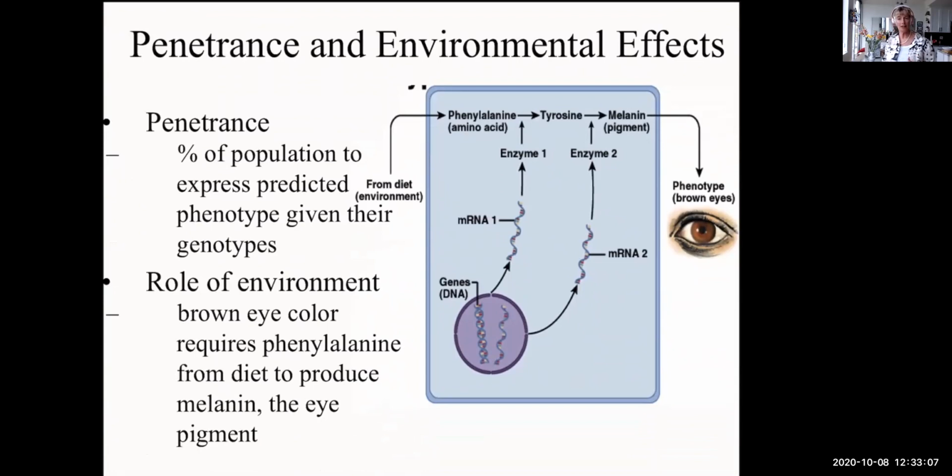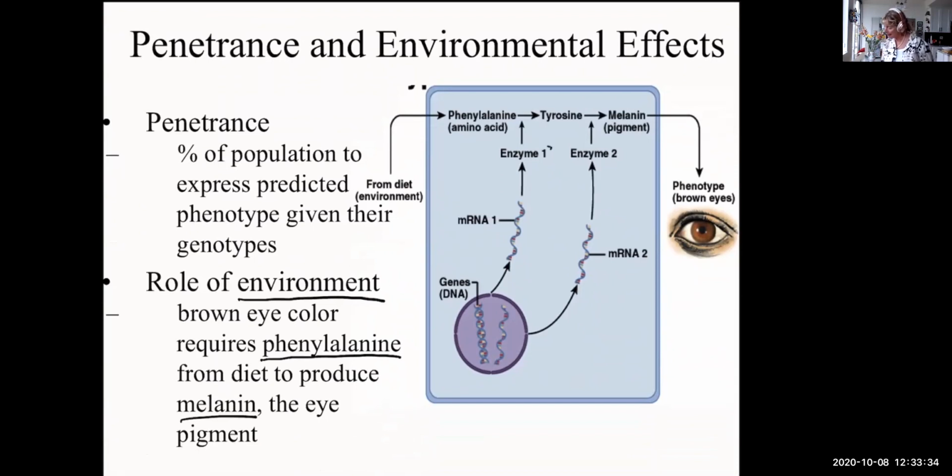Our traits are not solely genetic, of course. Our environment does affect our traits as we are adults, and there is a role of the environment. So brown eye color, for example, requires phenylalanine, an amino acid from the diet, to produce melanin, the pigment. So that's the environmental factor.